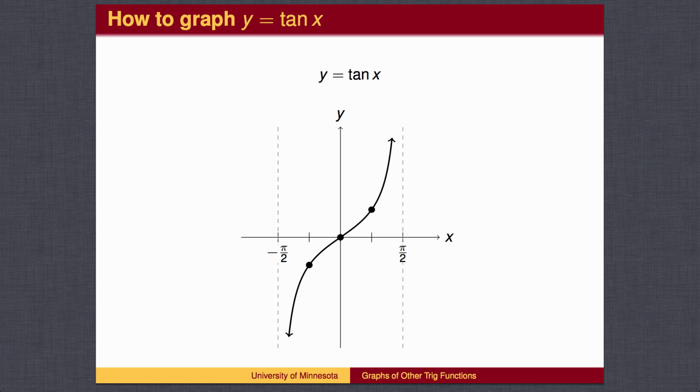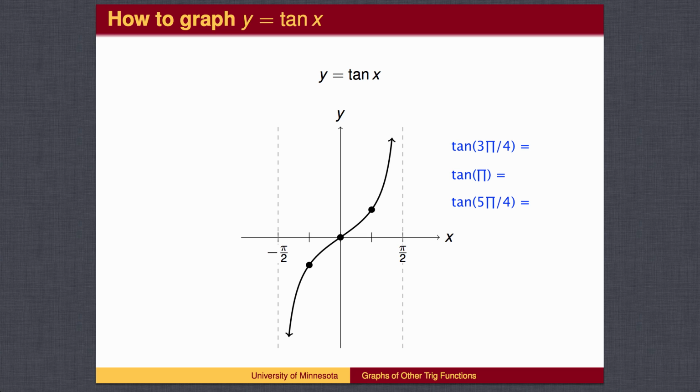One branch of the tangent wave looks like this. What does the tangent function look like to the right of pi over 2? Take a moment to calculate the values of tangent for the angles 3 pi over 4, pi, and 5 pi over 4. You may wish to pause here to calculate those values.